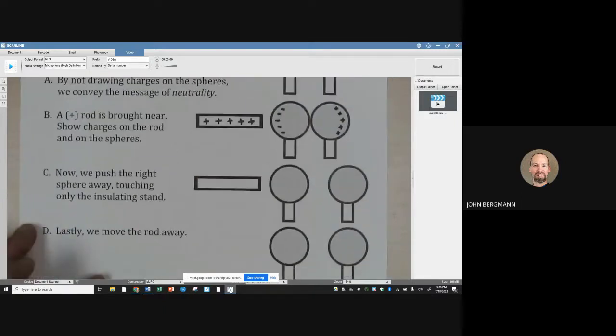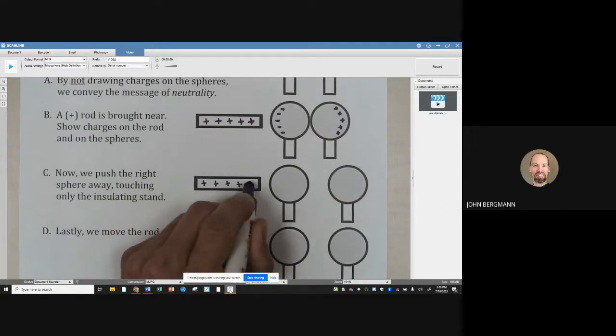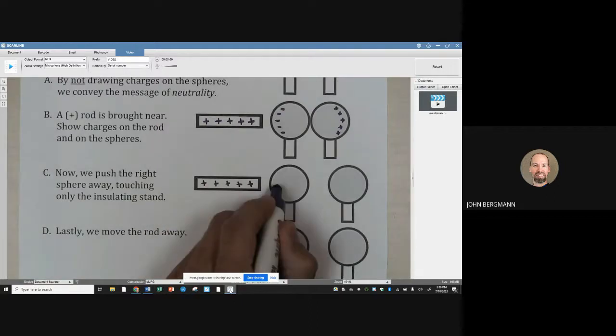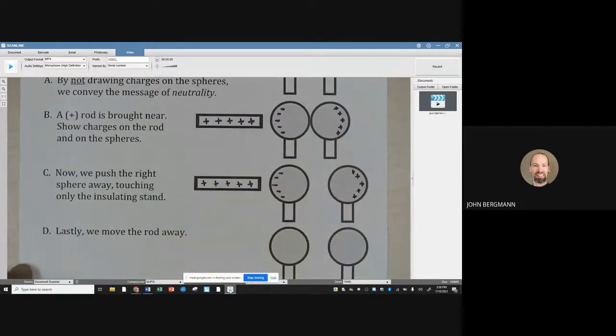Now what we're going to do is we push the rightmost sphere away, touching only the insulating stand. If we have that rod there, and once again, these negative charges are attracted, and these positives have been previously uncovered, look what's happened.